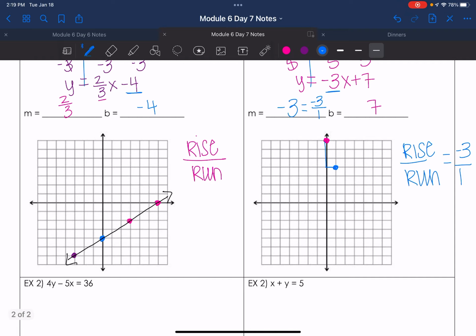Okay, and we continue that pattern all the way down. So down 3 to the right 1, down 3 to the right 1, down 3 to the right 1. And then we are just going to connect those dots. Please, please, please make sure you connect your dots. It's super important. And draw those arrows.